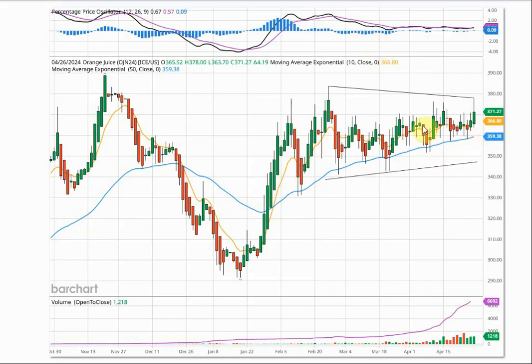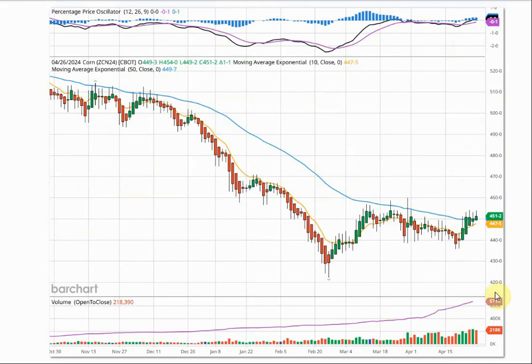And again, I've got not only this using Heikin-Ashi candles, but also the indicator up here, the PPO. You can use whatever you want. Maybe you like RSI, that's fine, use that. And again, the moving averages with the trend lines. Okay, it might end up breaking next week. Who knows? Time will tell. Okay, so that's the orange juice.